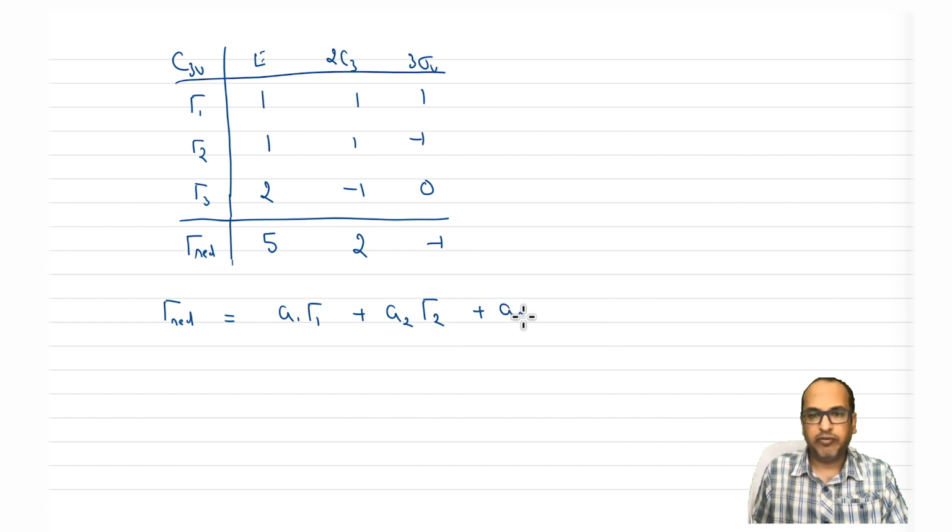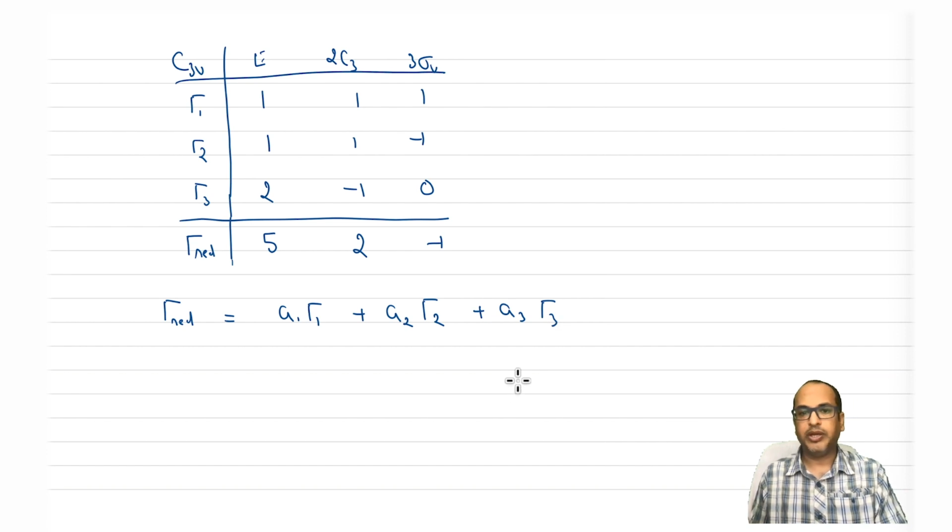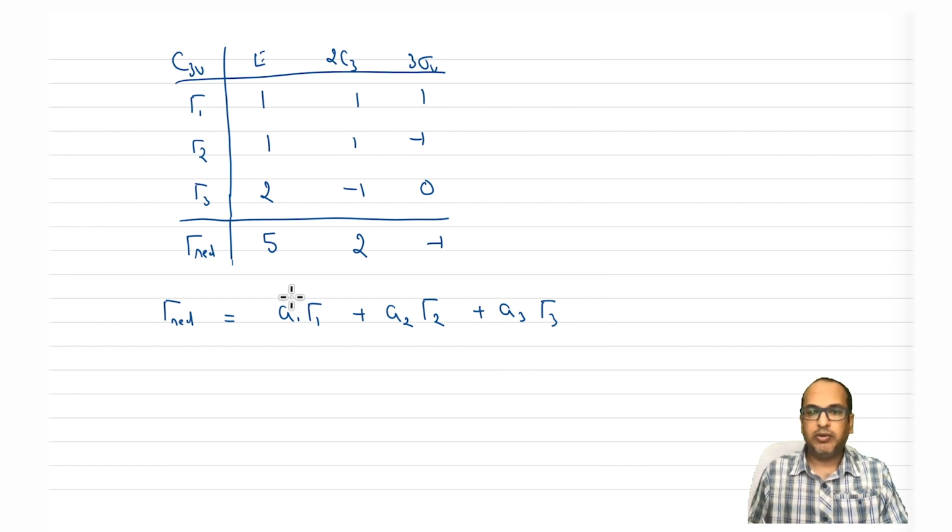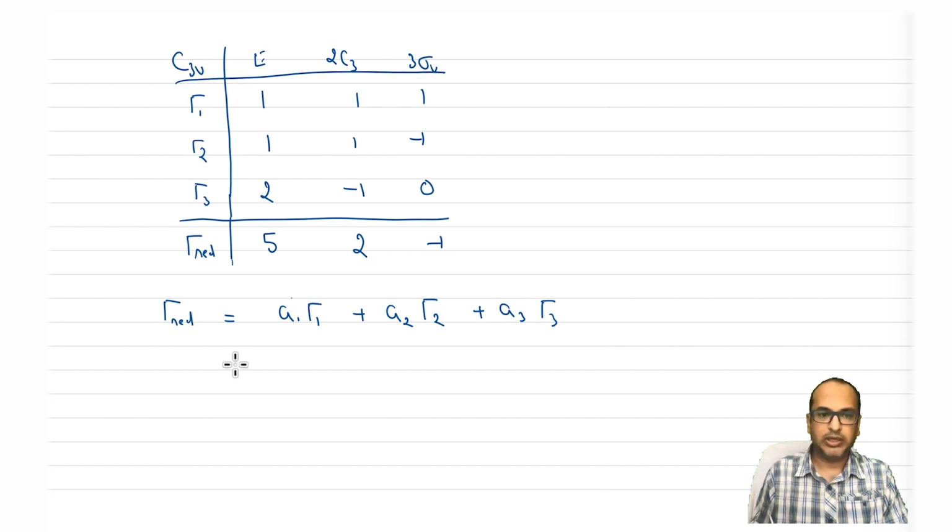This is what we defined earlier, right? A3 tau 3. Okay. So now our job is to determine what A1, A2 and A3 are, so that we can break down this tau reducible into a linear combination of the irreducible representations. Okay. So let's determine A1 first.